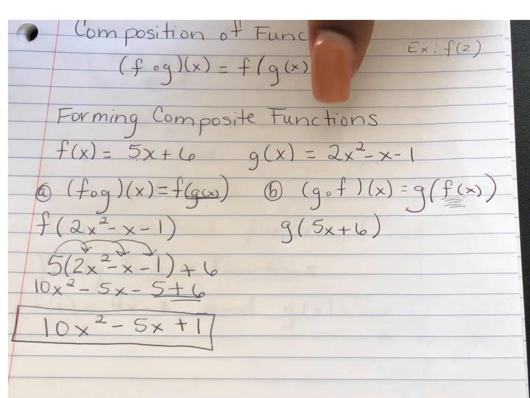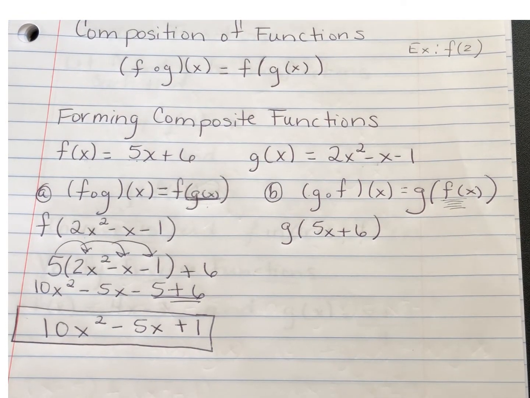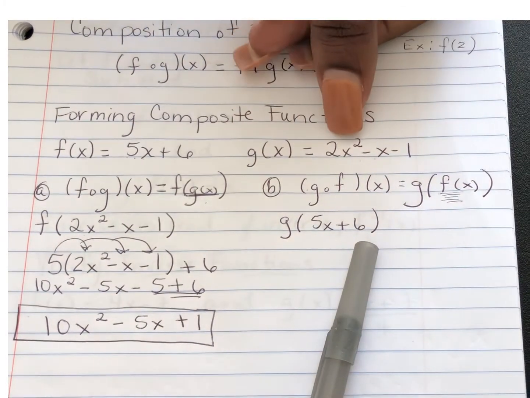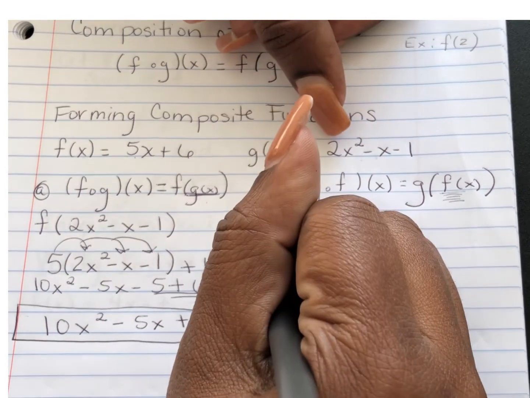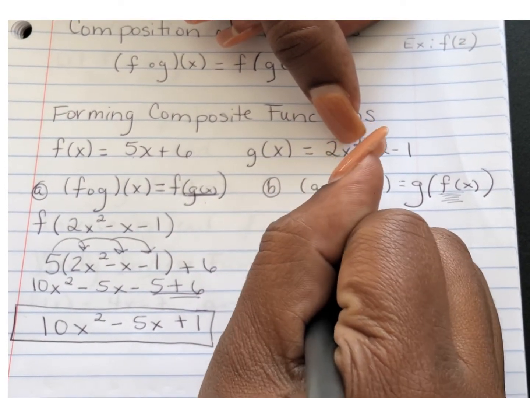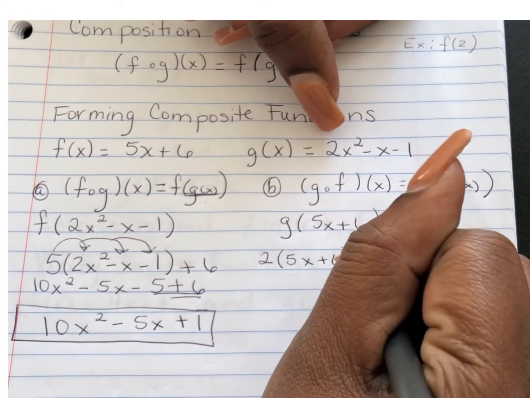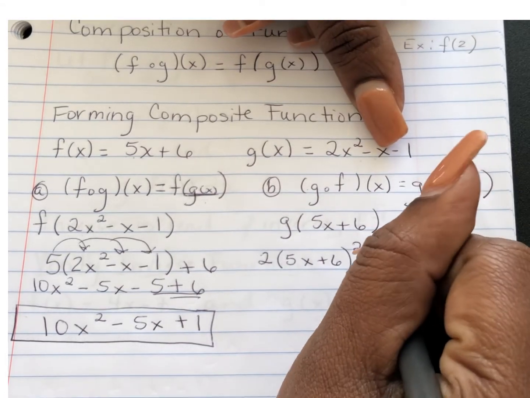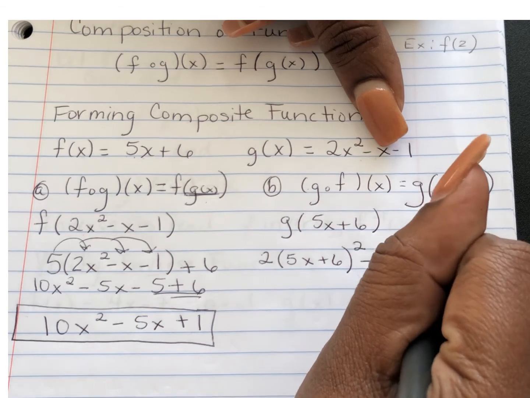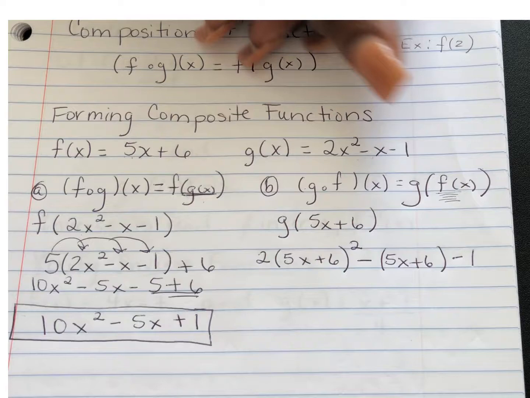Now we have to look at the function g. Everywhere we see an x, we have to plug in 5x plus 6. Here we have a 2, but I have an x, so I have to replace that with 5x plus 6 squared, minus. I have another x, so I have to replace that with 5x plus 6, and then minus 1.